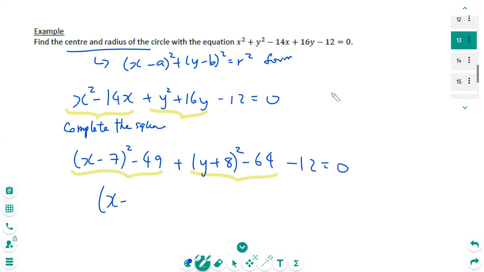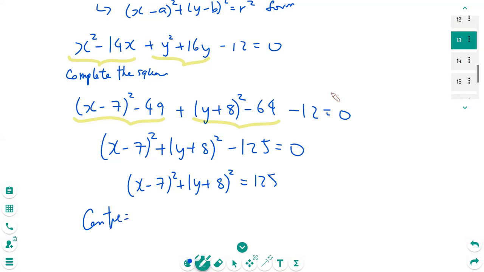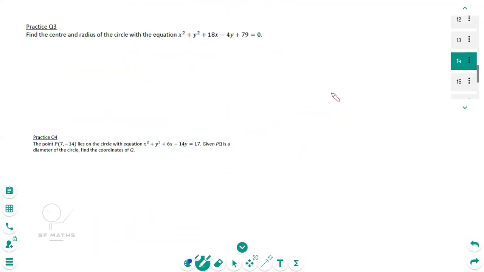So if we rearrange it, you get (x minus 7) squared plus (y plus 8) squared, and simplify it. Minus 49, minus 64, minus 12 will give you minus 125. So put the 125 on the right side. So (x minus 7) squared plus (y plus 8) squared equals 125. Therefore, the center of the circle is (7, -8). And the radius is the square root of 125, don't forget, which is 5 root 5.